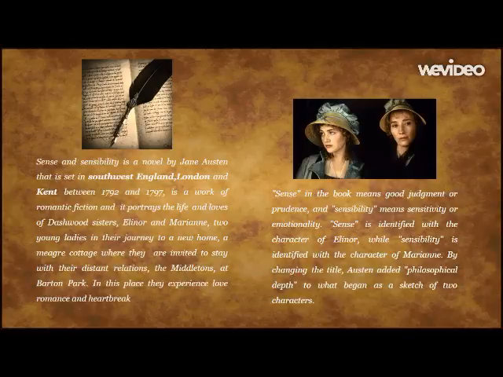Title analysis. Sense in the book means good judgment or prudence, and sensibility means sensitivity or emotionality. Sense is identified with the character of Eleanor, while sensibility is identified with the character of Marianne.